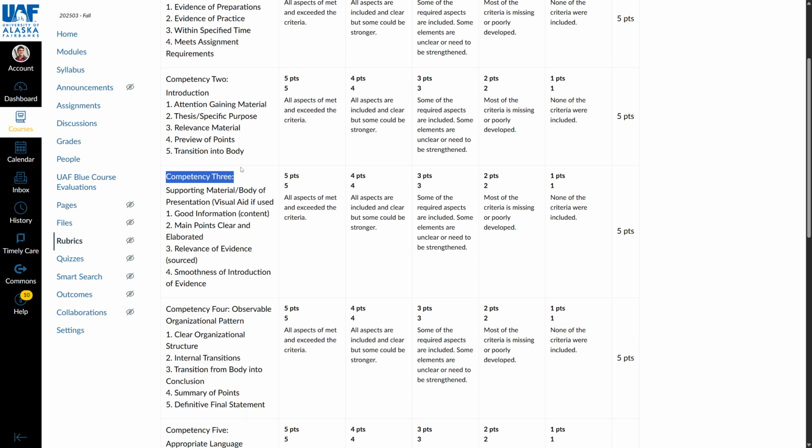Competency 3 is going more into the information that you're presenting in the body of your speech. So now that we're past the introduction, it's about the body of the speech and the material that supports the main points of your speech. So do you have good information? Have you fact checked your information and made sure you're not giving away anything that's false? Are your main points clear and elaborated?